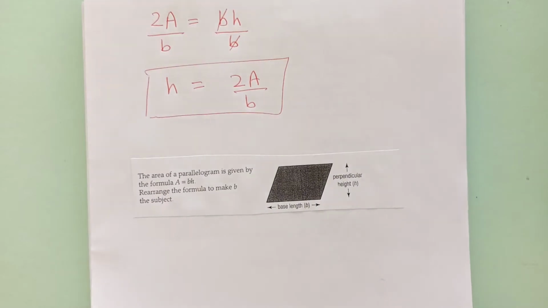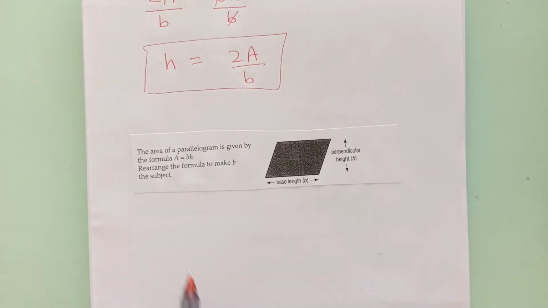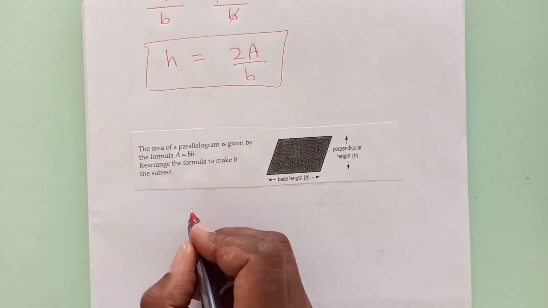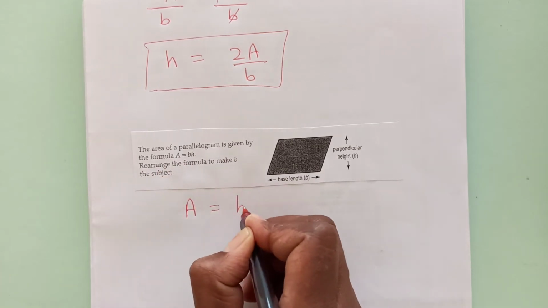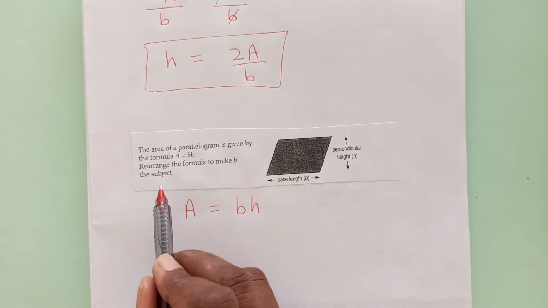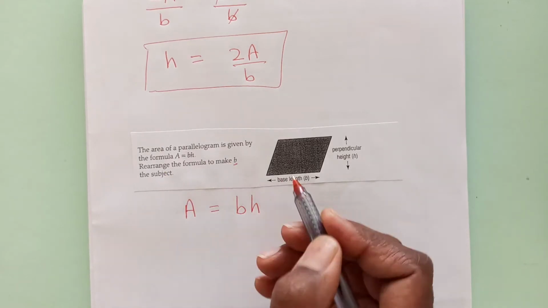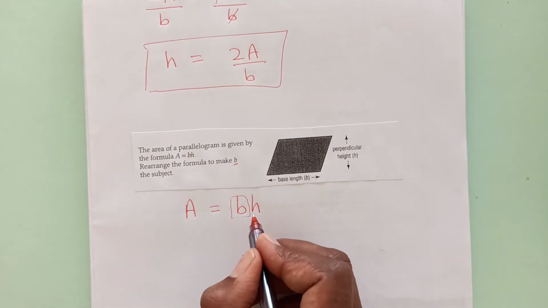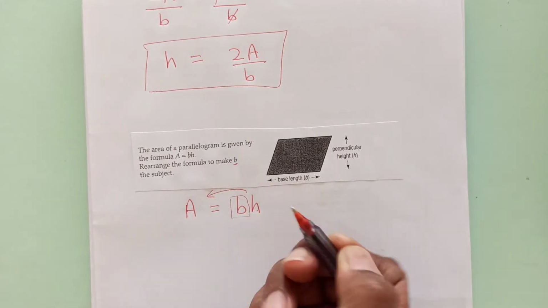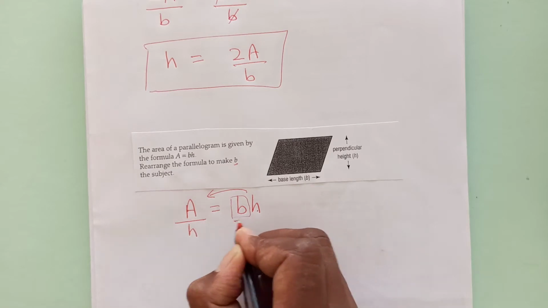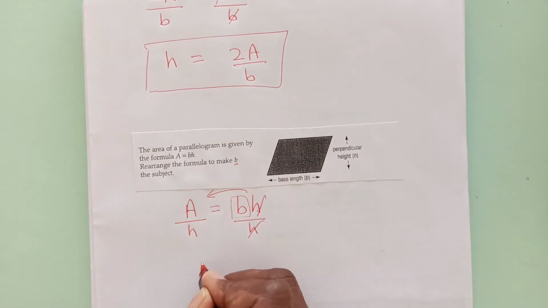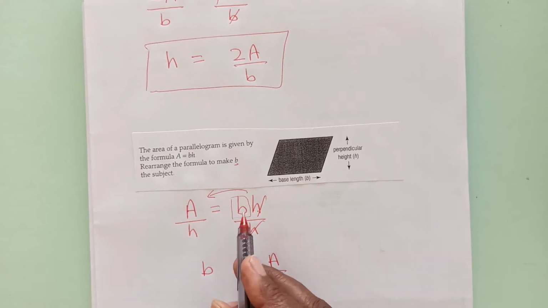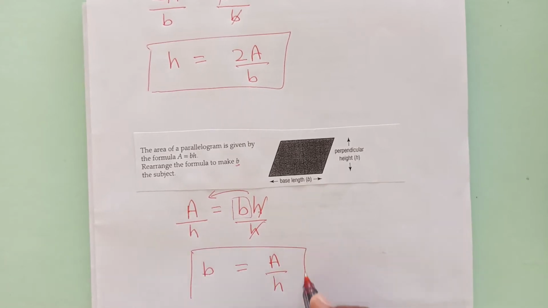Now see example 2. Next example: the area of a parallelogram is given by the formula A equals BH. Rearrange the formula to make B the subject. So now we want to make B the subject. It's very simple. We have only H here, so shifting it to the other side, or you can just divide it by H, this and this is gone. So we have B equals A over H.